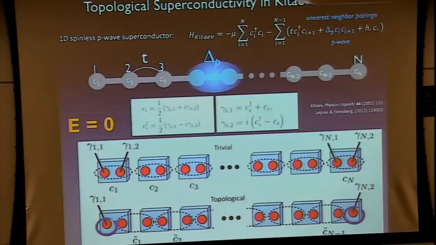So the bulk of these two systems would not be different. They would both be gapped. The gap has to close and reopen, as I'll show you an example of in our particular situation. And once the gap goes topological, you end up producing these boundary modes. And they would be at zero energy, which is what we would be looking for experimentally.